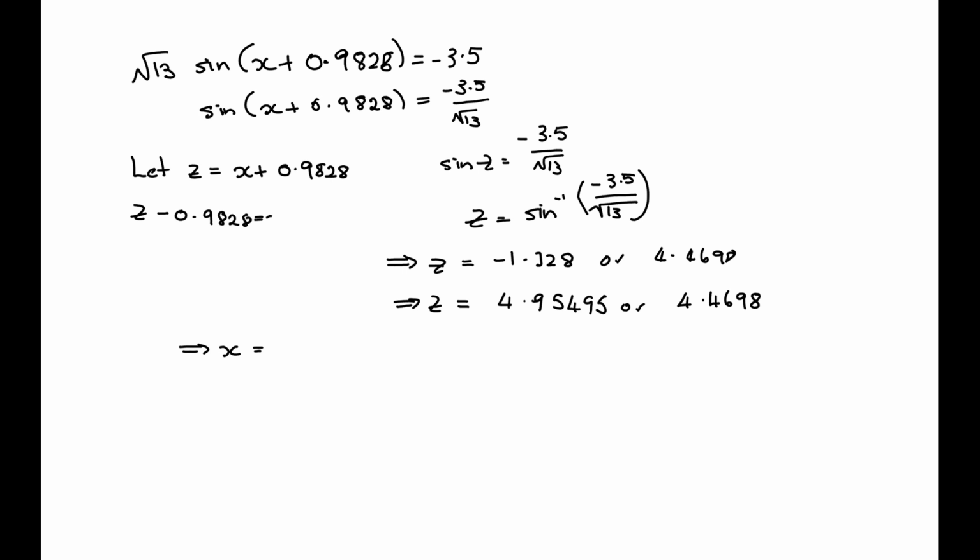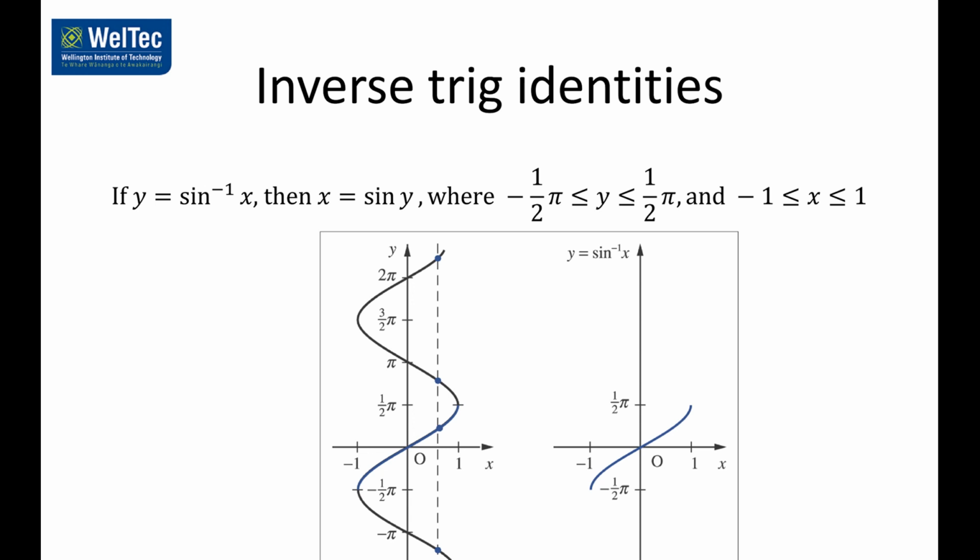z minus 0.9828 will equal x. So x then is equal to 3.972 or 3.487 once I've gone down to 3dp. And if you look at the graph, those two numbers match what we've got. We can find the inverse trig identities. We do have to limit the y maybe or the x, because otherwise it won't be a function. You'd just get an infinite number of solutions.